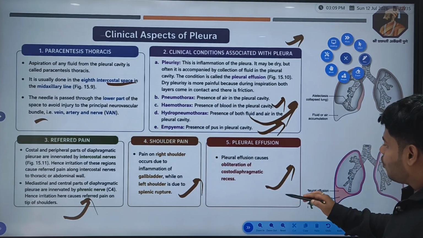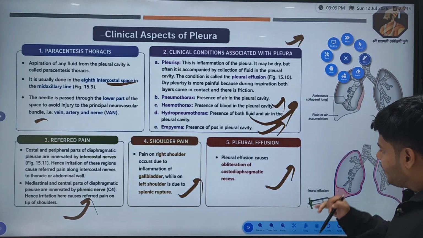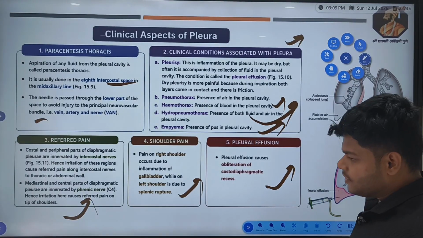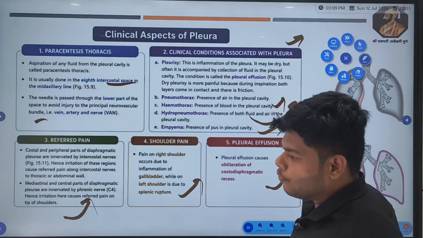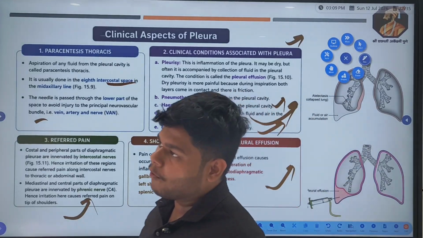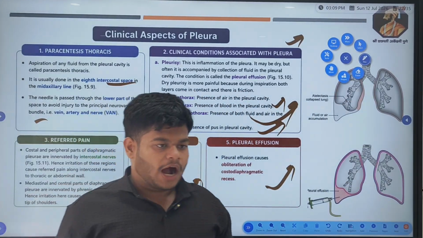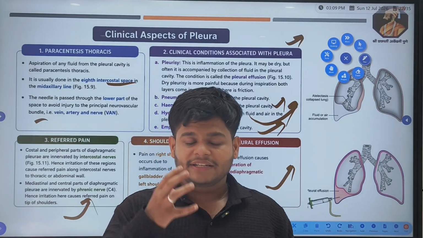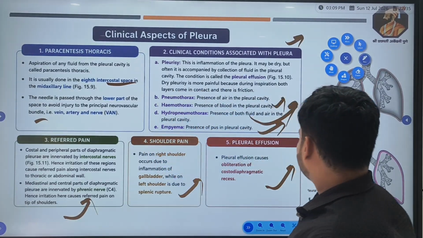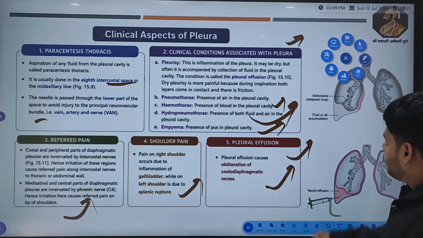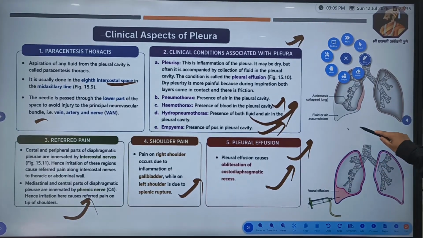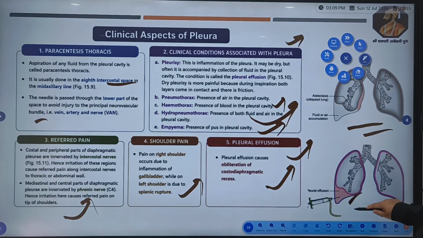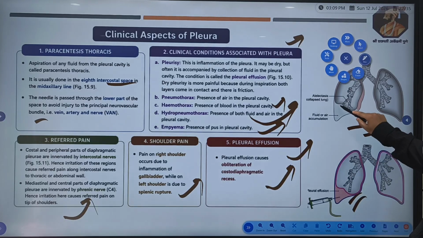Pleural effusion causes obliteration of the costodiaphragmatic recess. Obliteration means closure of that recess. So you can imagine, if there is a closure, then how can we get the space in deep expiration. So there is a disease formation. So it is also one of the clinical parts. You can see here, this is paracentesis and there is a fluid accumulation over here. You can see in the diagram.